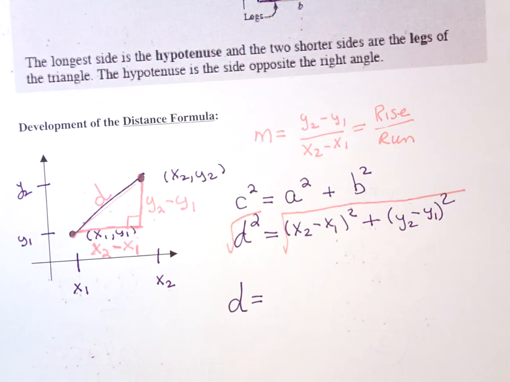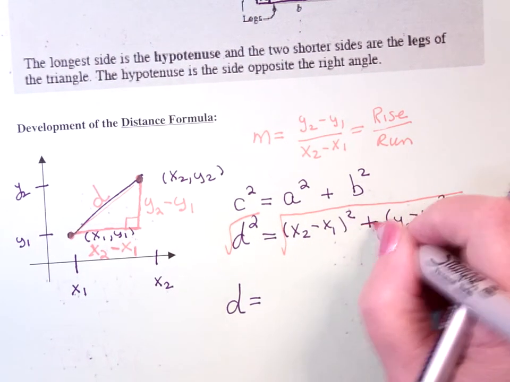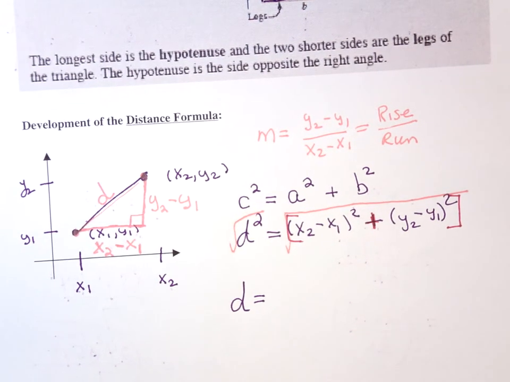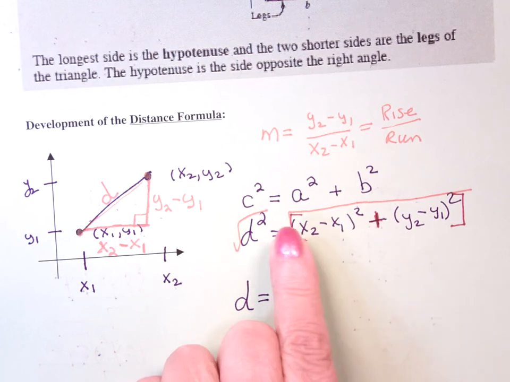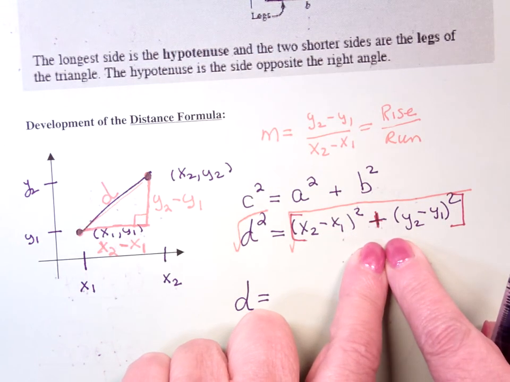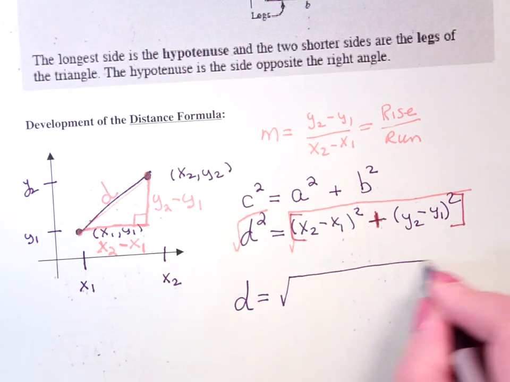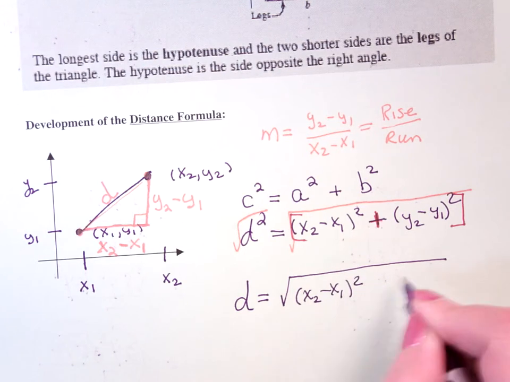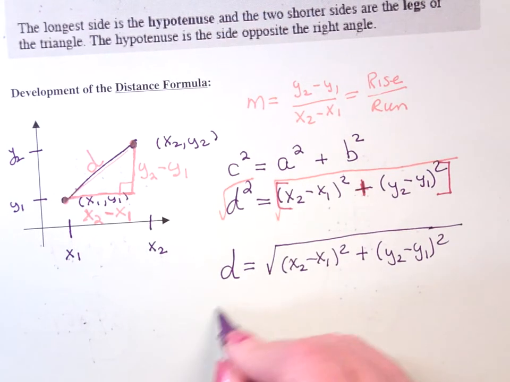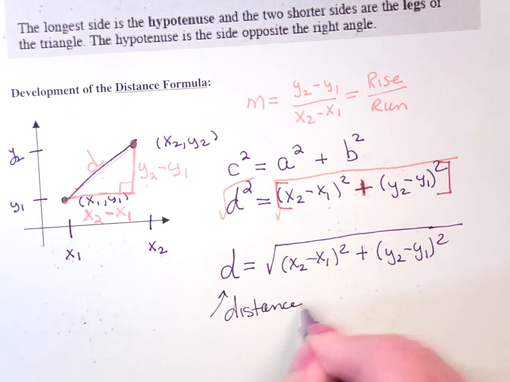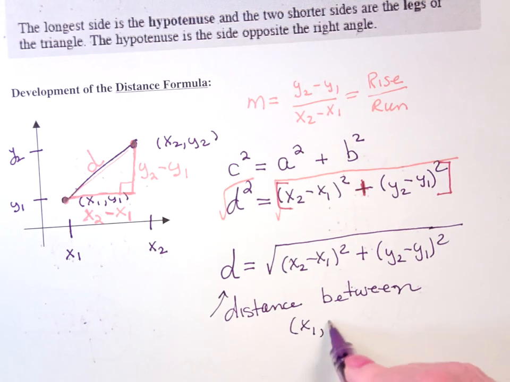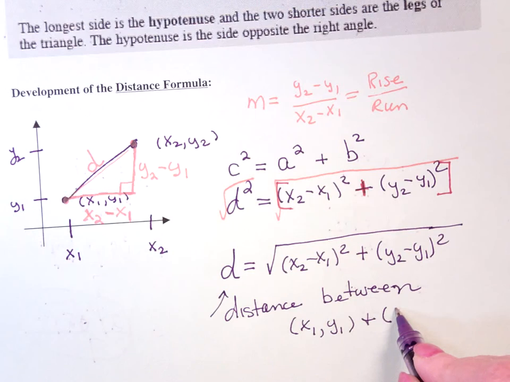Now, because under this radical this is an addition, that radicand is a clump. I can't take the square root of these individually. Order of operations says you have to square, you have to square, you have to add, then you can take the square root. So this then becomes the square root of (x2 minus x1) squared plus (y2 minus y1) squared. This is the distance between the coordinate point (x1, y1) and the coordinate point (x2, y2).